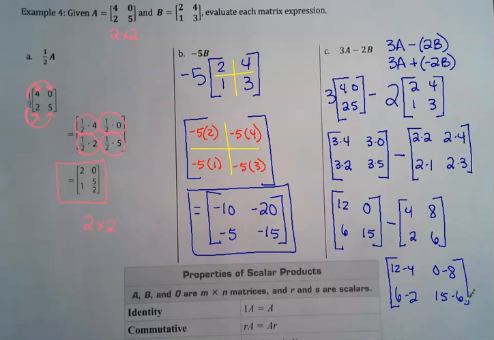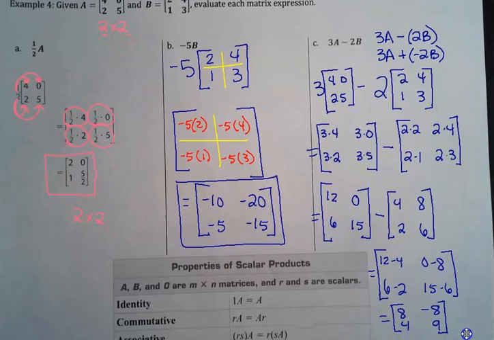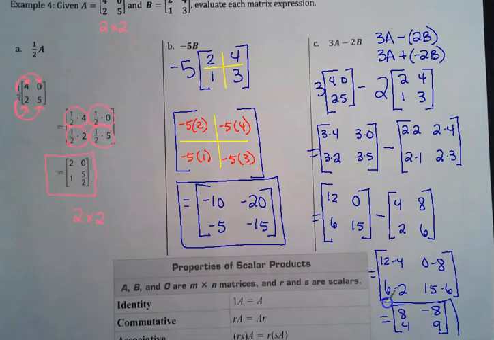So we just keep working this down and working this down. I should put some equal sign here to say, all right, I keep going. I'm going to squeeze in my answer. 12 minus 4 is 8. 0 minus 8 is negative 8. 6 minus 2 is 4. 15 minus 6 is 9. Whew, we're down to one last matrix.